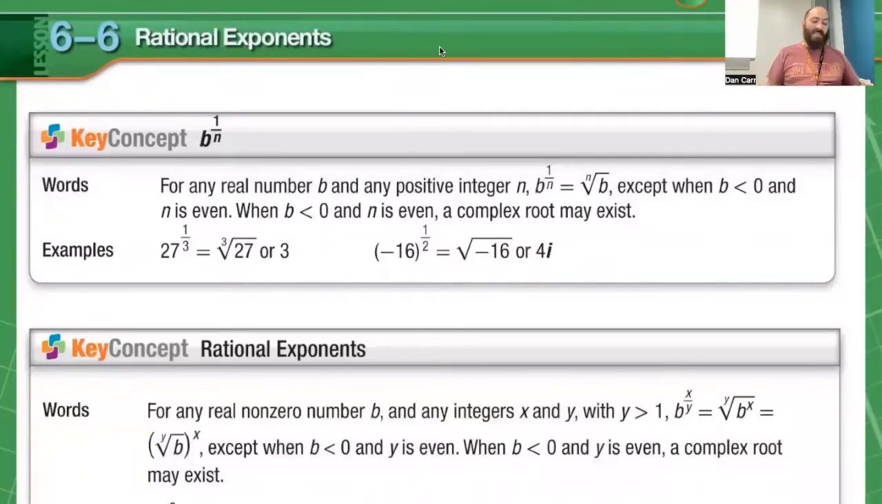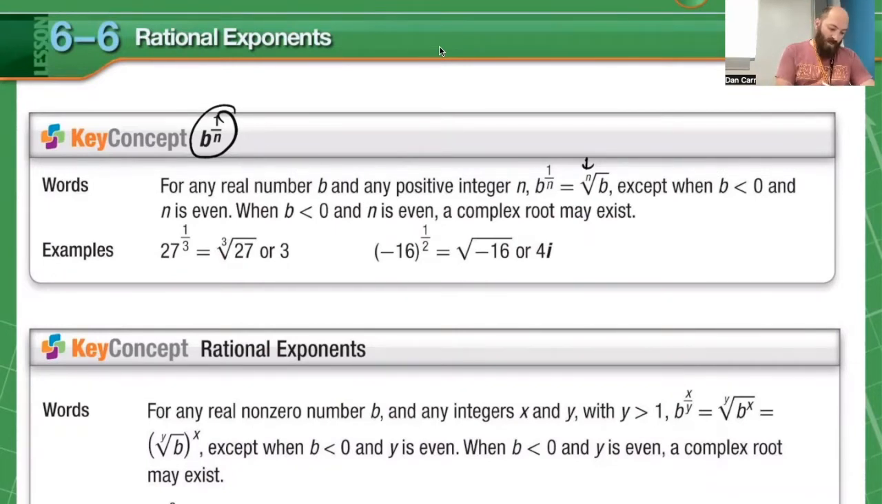Today we're going to be looking at 6 day 1, what's called rational exponents. Rational exponents is any time we have an exponent that is in a fractional format. So this is our basic example here. For any real number b, any positive integer n, b to the 1 over n is equal to the nth radical of b. Okay, so that n is my index number.